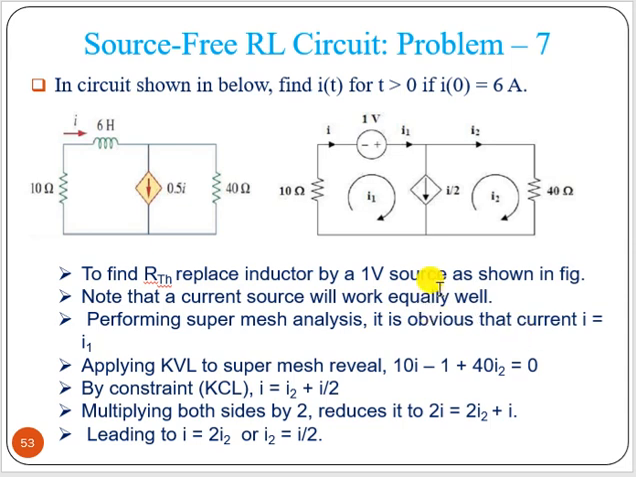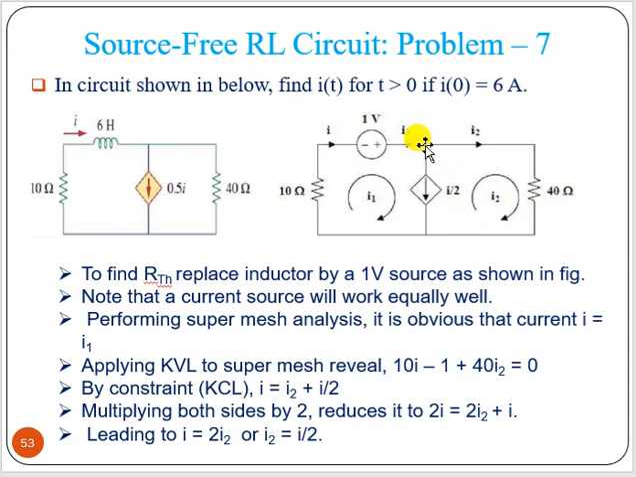Okay, and this is another problem where we again have a dependent source, right? So across the inductor, you have to remove the inductor and put a 1 volt source here. Then we can find out the current I1. Then R_TH will be 1 volt divided by I1. Okay. So writing the KVL at this loop, we have 10 I1 minus 1. Here we have a current source, so we have to make a supermesh. Okay. So 10 I1 minus 1 plus 40 I2 equal to 0.